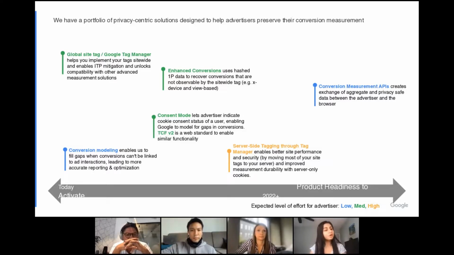Obviously, it comes at an additional cost, and you'll need more resources. It's more complex to implement. So it comes with those trade-offs.